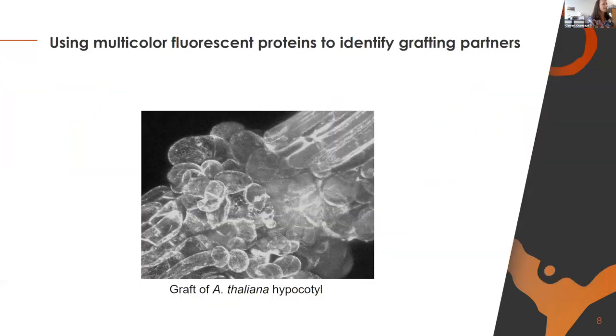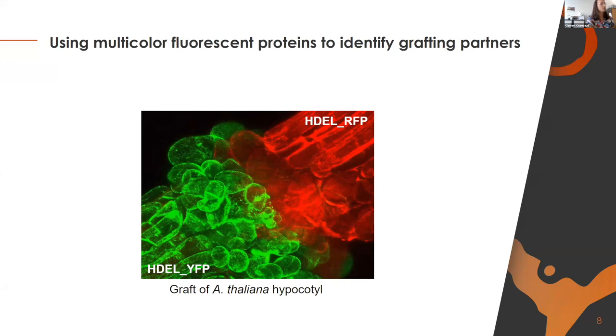So the first technical issue with this project was to actually target where the graft interface is. So here you can see a graft interface of Arabidopsis thaliana. And as you can see, all the cells look the same. And our first innovation was to use two different fluorescent markers, allowing us to identify the identity of each individual cell at the graft interface.